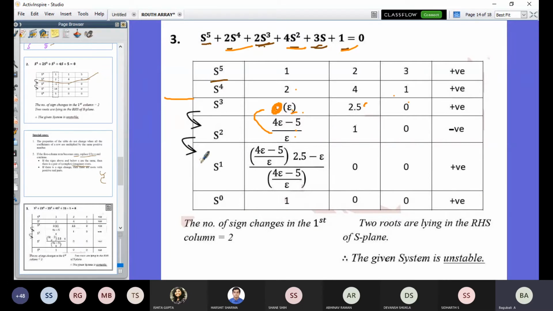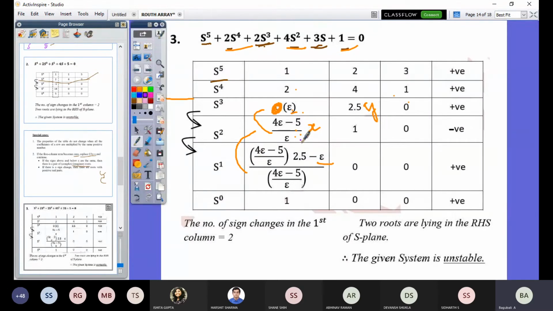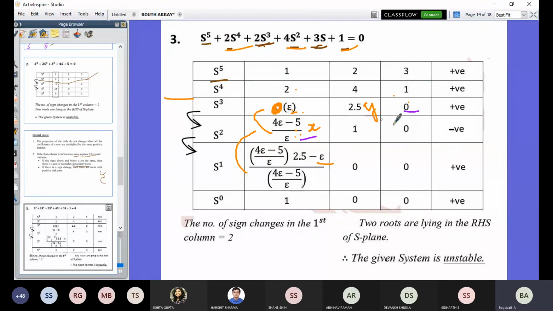Next, s power 1. How to determine s power 1? Multiply this x into this y, minus zeta into 1, that is zeta, divided by the previous row first column, x. So we get 4 into zeta minus 5 divided by zeta. Next, this into 0, this into 0 minus zeta into 0, we will get 0. Next row, next column, there is no element, so it should be 0.